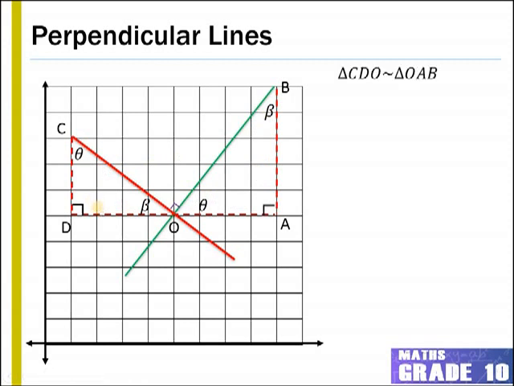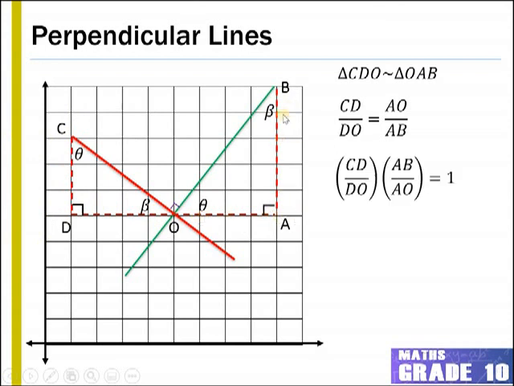Triangle CDO is similar to triangle OAB. This means that the ratios of their sides are equal. So the ratio CD over DO is equal to the ratio AO over AB. If we divide both sides by AO over AB, then CD over DO times AB over AO equals 1.